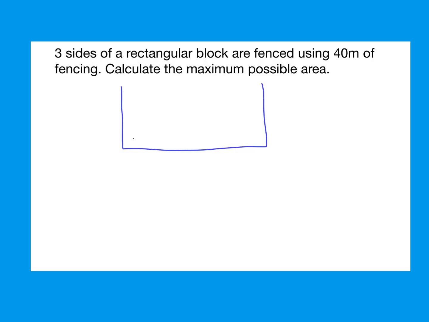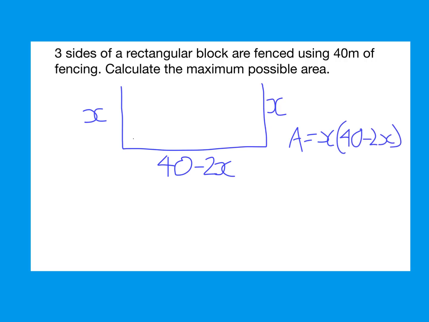So what I'm going to do is define the variables. I'm going to call this side of the rectangle here x. Now, I don't want to call this one y because I'm going to have to end up solving an equation. We don't know how to solve equations with multiple variables. If this plus this equal 40, then this is 40 minus 2x. So the area we have here is width times length, x times 40 minus 2x. So expanding that, I get 40x minus 2x squared.